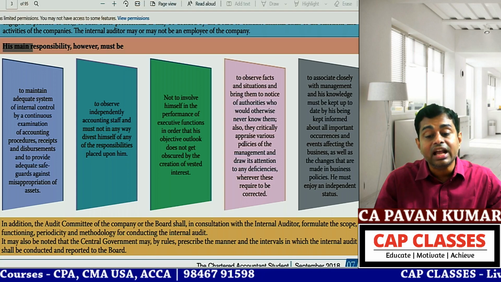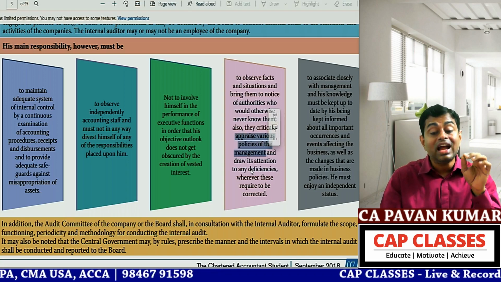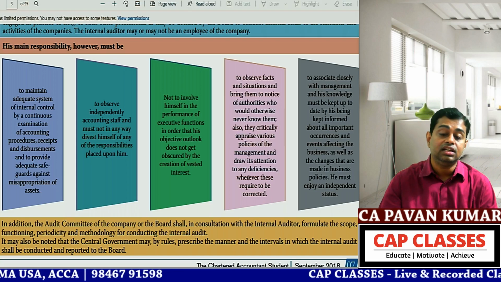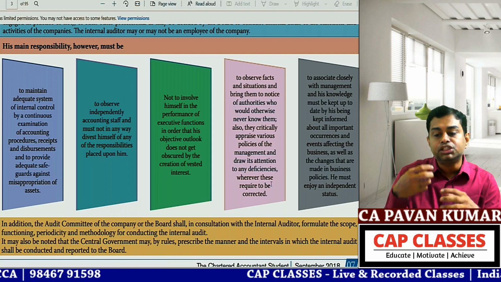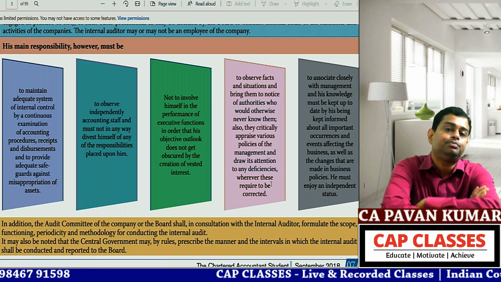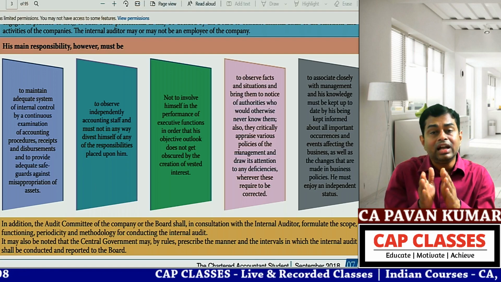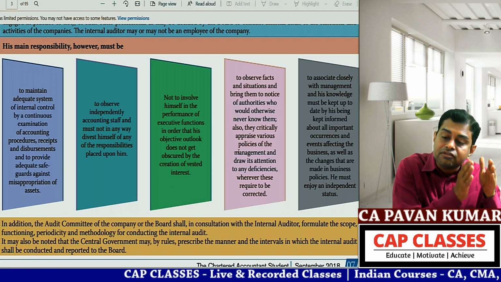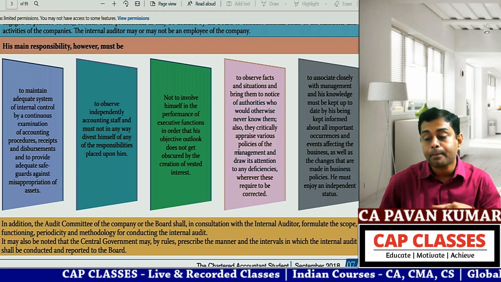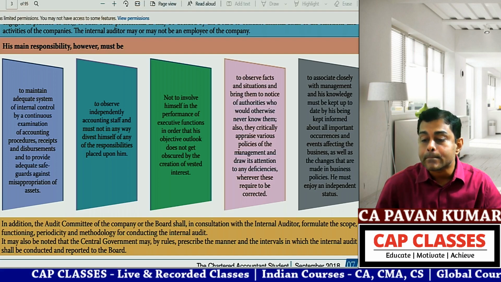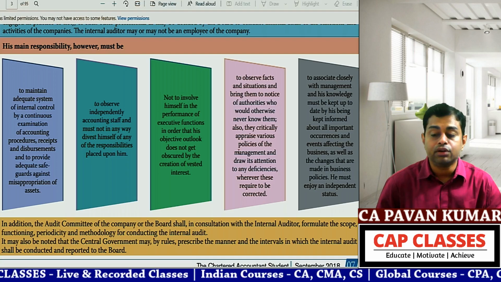And also critically appraise various policies. You have to appraise various policies of the management and draw the attention to any deficiencies wherever these required to be corrected. Bring deficiencies to the notice of authorities and ask them to correct it. So are you understanding this point number 1, 2, 3, 4, 5 in the light of the discussion what we have done before the break? Guys, tell me yes or no. Are you able to understand it? Very good. Very good. Sri Lakshmi, continue ma.